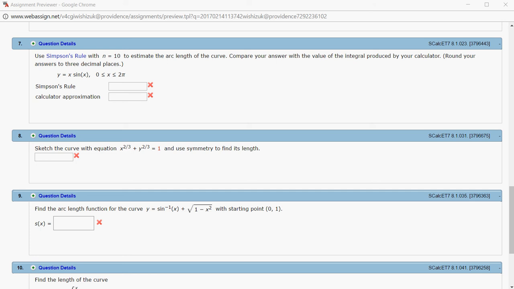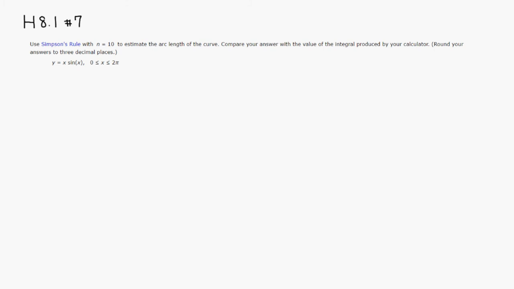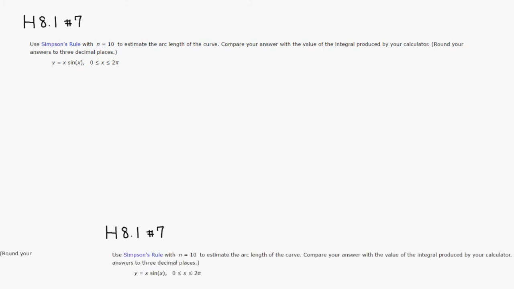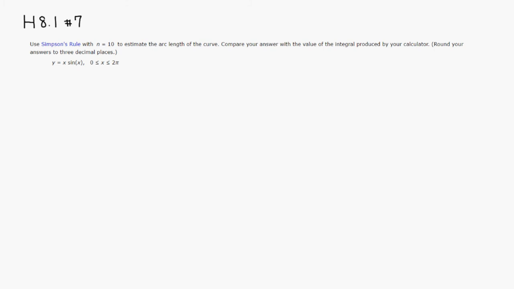Alright, let's look at homework 8.1, problem number 7. We want to use Simpson's rule to estimate the arc length. So let's do that. First we need to find the derivative.